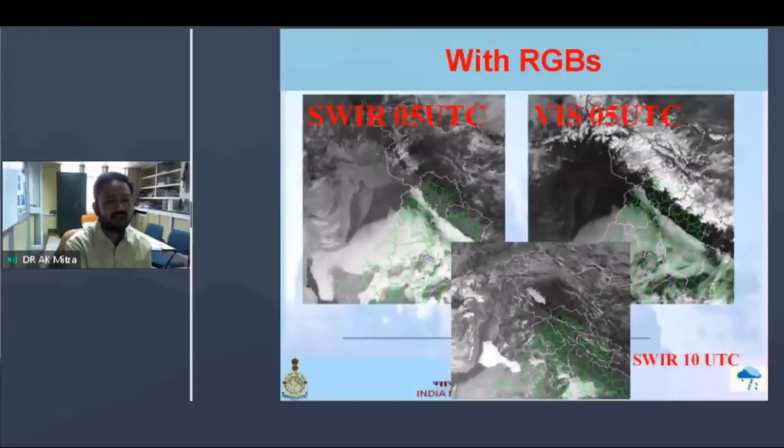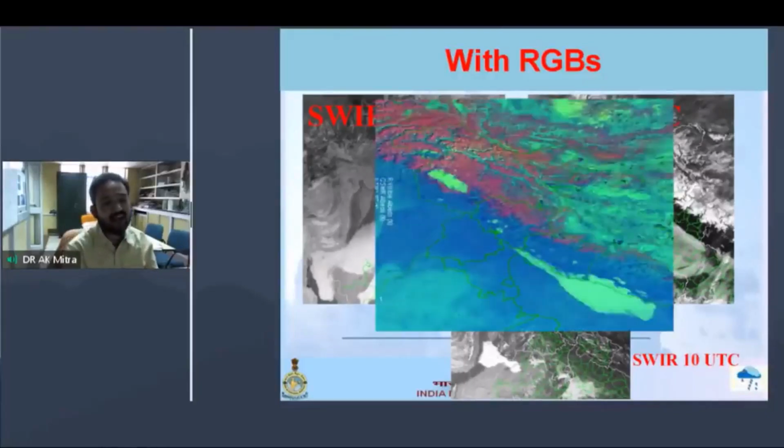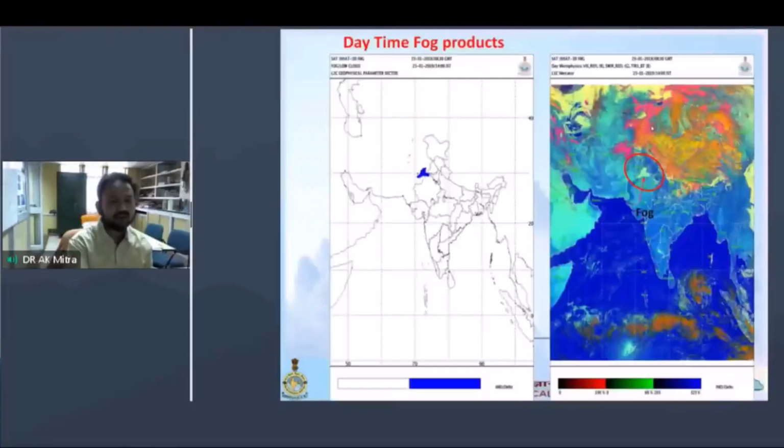So if you combine SWIR, visible and IR, and then you see the RGBs, you see this is the area of Srinagar that is very well captured, and in the RGB you can see clearly it is distinguished. So if you can see, this is the snow, and this is the fog over the Srinagar valley, and this is the generic visible. So my point is that fog was one of the most important parameters, or you can say products, which we are delivering to the aviation sector.